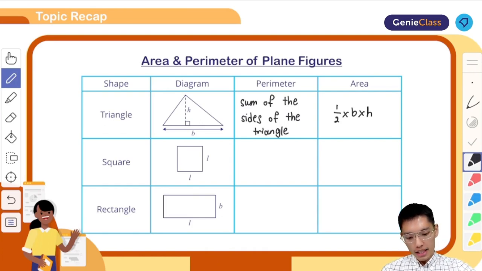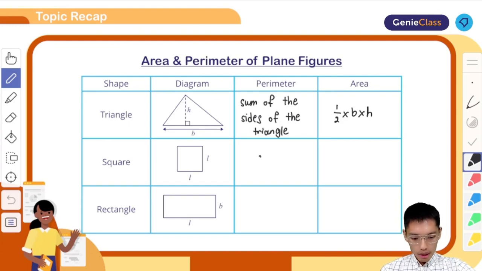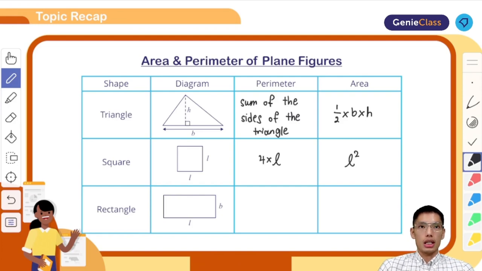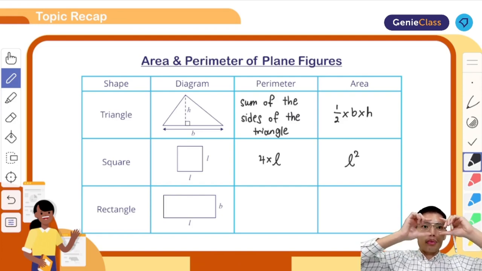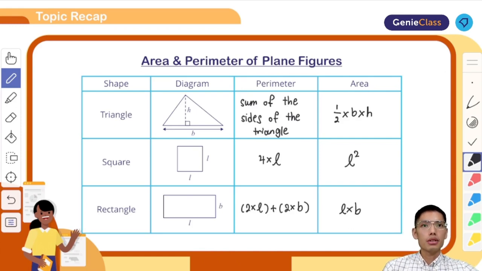Next up, for my squares, we know each of the sides are equal. In this case, perimeter is just summing 4 of them, or we know it's 4 times L. Area, in this case, is taking one of my sides and then I square. Rectangle is just a different version of a square. Perimeter is going to be 2 times my length plus 2 times my breadth. And area is just length times breadth. These are the shapes we should be familiar with from primary school, I would say.